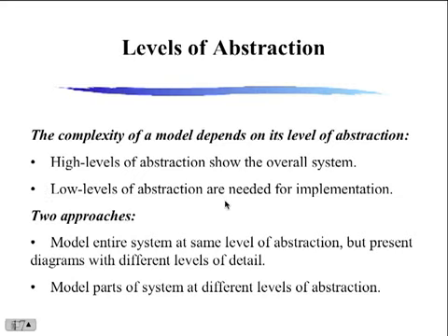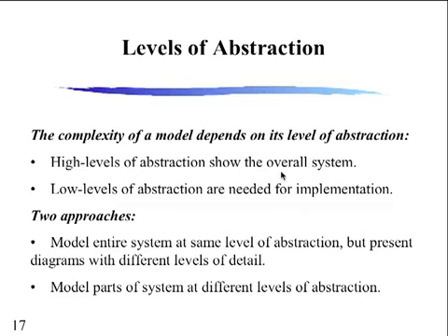So low levels of abstraction are needed for implementation. Higher levels are needed to show the overall system. So you would show the higher level diagrams and abstractions to the users, to the stakeholders, and the lower level ones to the implementers, to the outsourced people that you've hired to build this particular project.